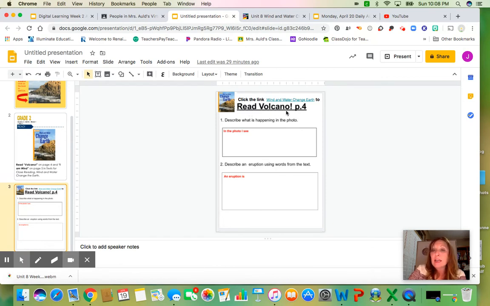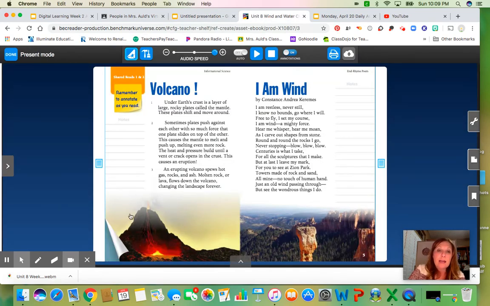So it says, read Volcano, page 4. Describe what is happening in the photo. Okay, so we need to go back and look to see what was happening in the photo, and we need to describe it. Now, Mrs. Ald has given you a sentence starter on here. Okay, so in the photo, I see. All right, so how could we answer that? In the photo, what do you see?